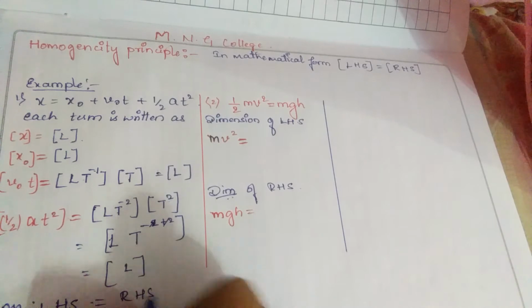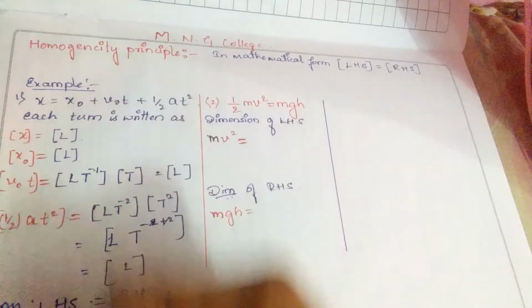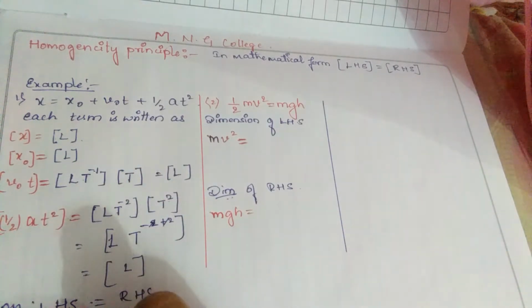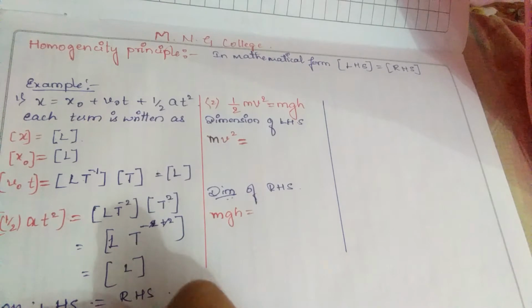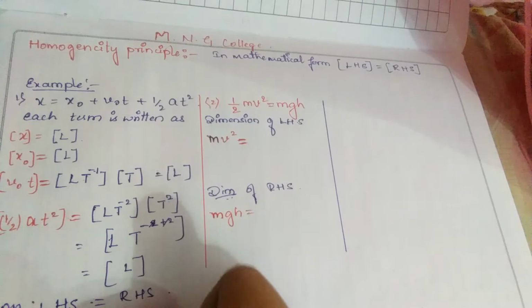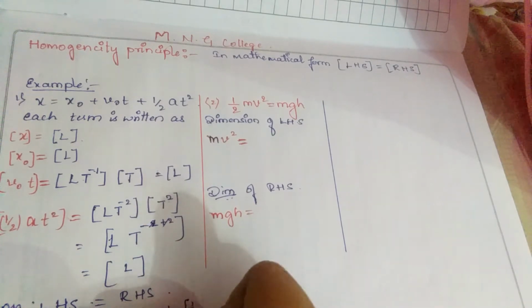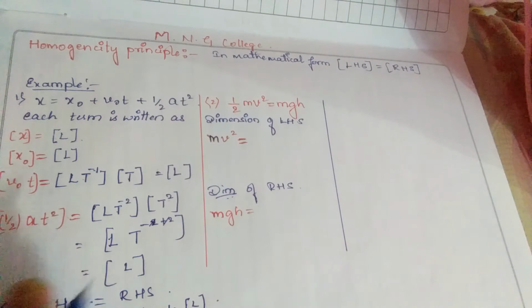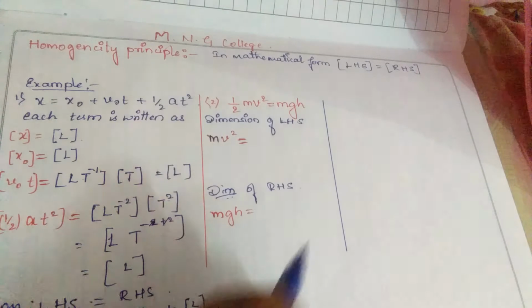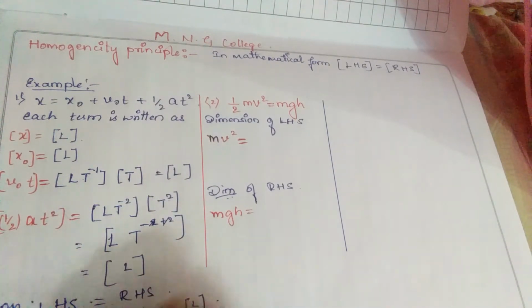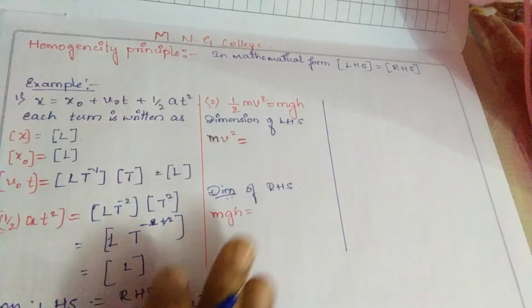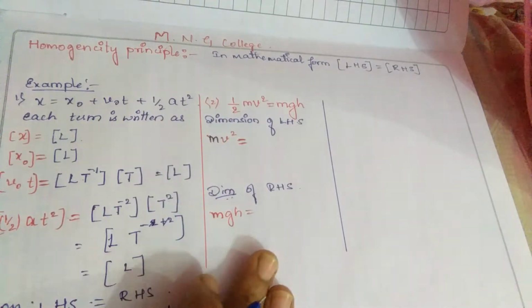On the RHS, for x naught it is L, and for v naught t, that means plus L. For the third term it is L. So in this case, on the LHS we have L. Similarly the dimension on the RHS is L. All the terms have L as the dimension. So this proves this is a dimensionally correct equation.